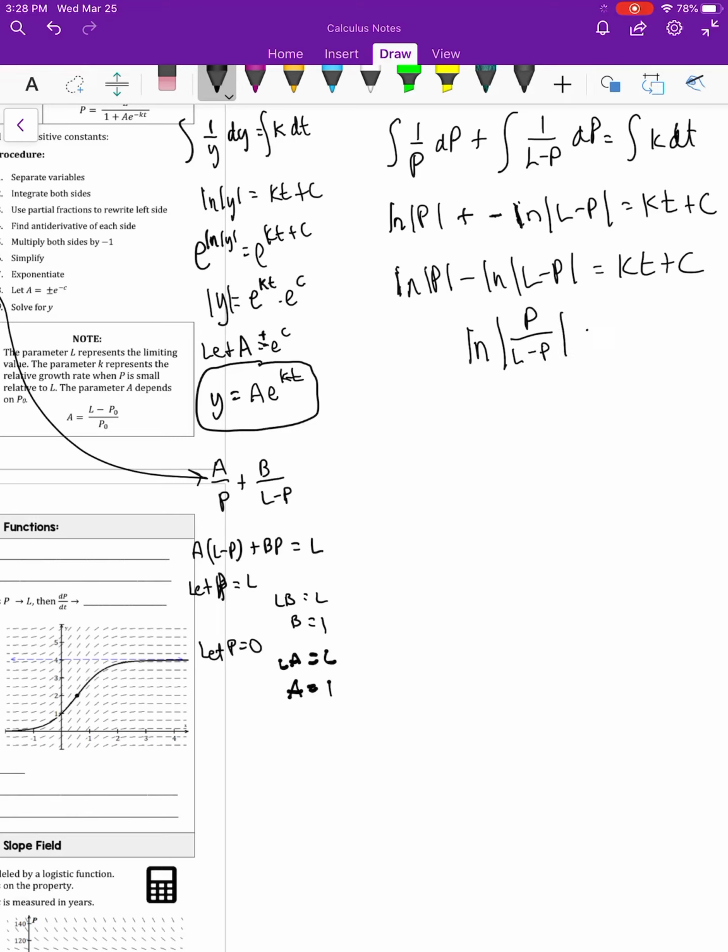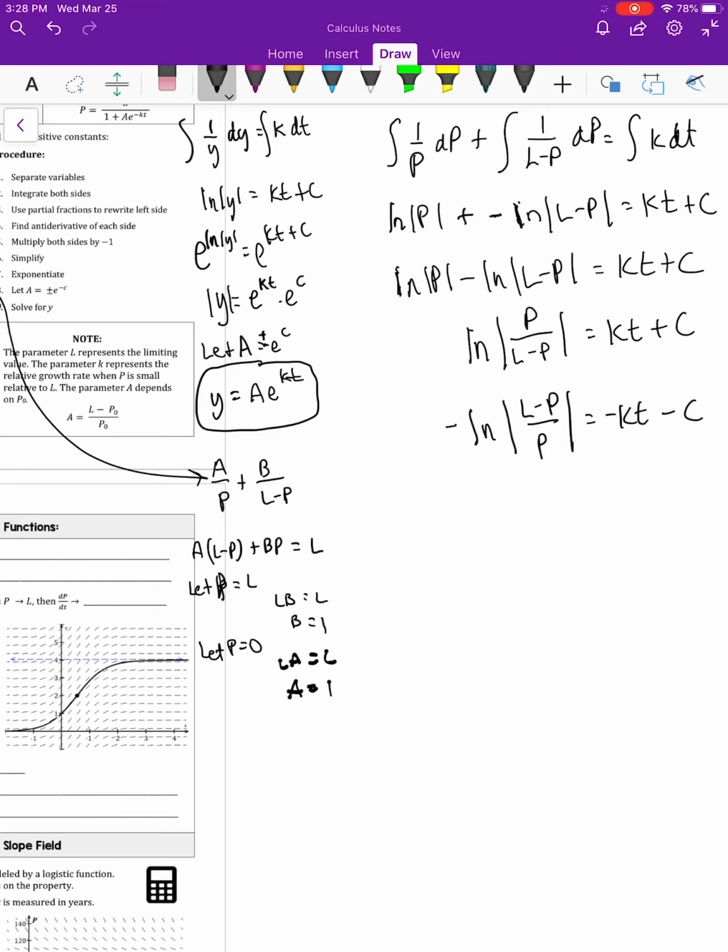And then putting those together, ln of p divided by L minus p is equal to kt plus c. Now, what I want to do is I want the monomial to be in the denominator. So I'm going to negate this, and that flips this around. But then I have to negate this, and I'm going to go ahead and negate my c. Even though the constant typically doesn't really matter, I'm just going to do it that way.